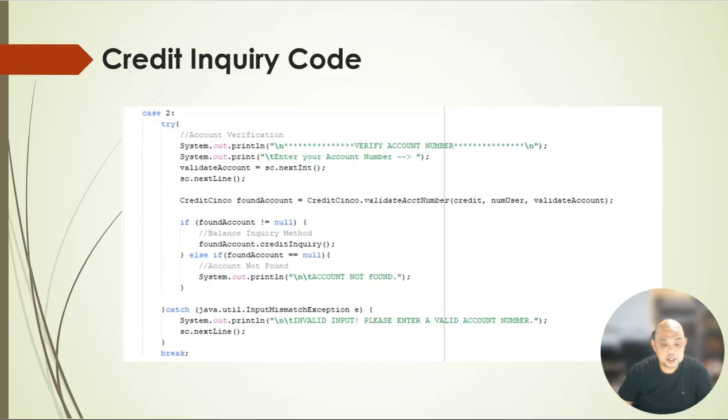Okay, on this page, we now move to case 2, in which is what will happen if the user checks their credit balance. First is the try catch for unexpected input. Then next is to ask the user to enter the account number for the account validation, then use creditSynco.validateAccountNumber, with parameters credit, which is the instance that is initiated, numUser, and the account number that is inputted.